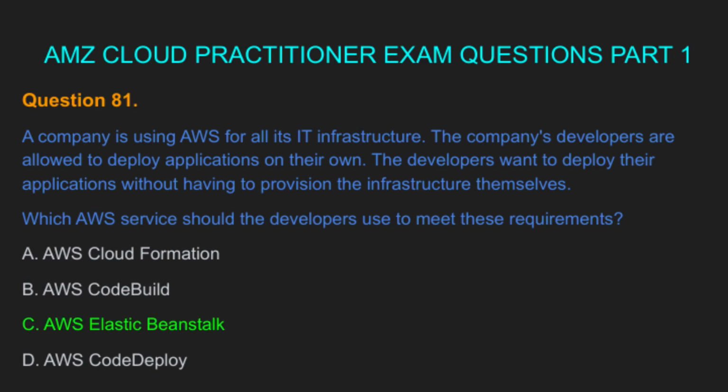AWS Elastic Beanstalk is a fully managed service that provides developers with a platform to deploy, manage, and scale their applications without having to worry about the underlying infrastructure. With Elastic Beanstalk, developers can simply upload their application code and Elastic Beanstalk automatically handles the deployment, capacity provisioning, load balancing, and automatic scaling of the application.